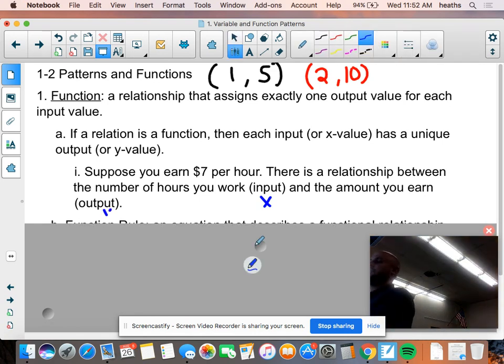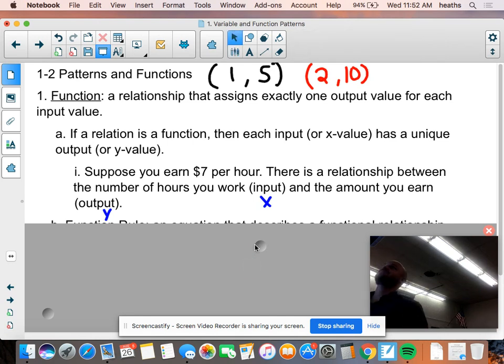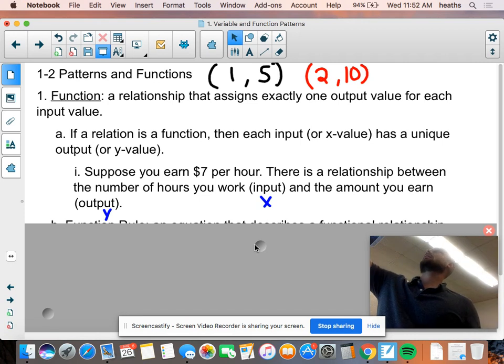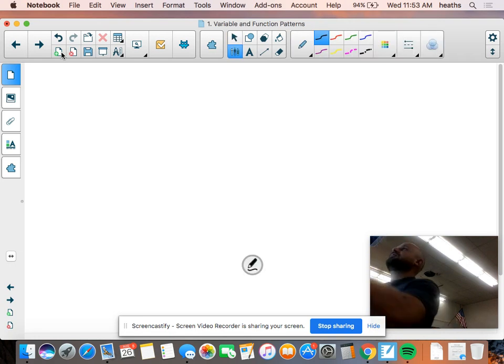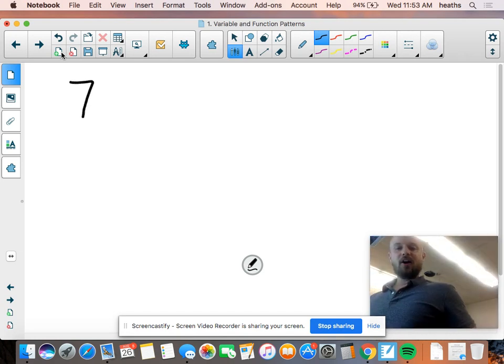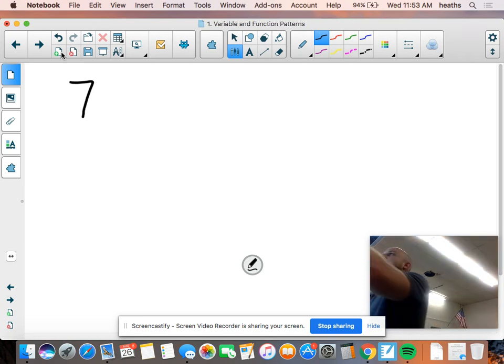So I'm going to jump screens for 1 second. The last slide says we made $7 an hour. So let's say I'm working at McDonald's and I'm making $7 an hour. So I'm going to write a 7. And then our X value is going to be the number of hours that we work. So that's going to be our X.